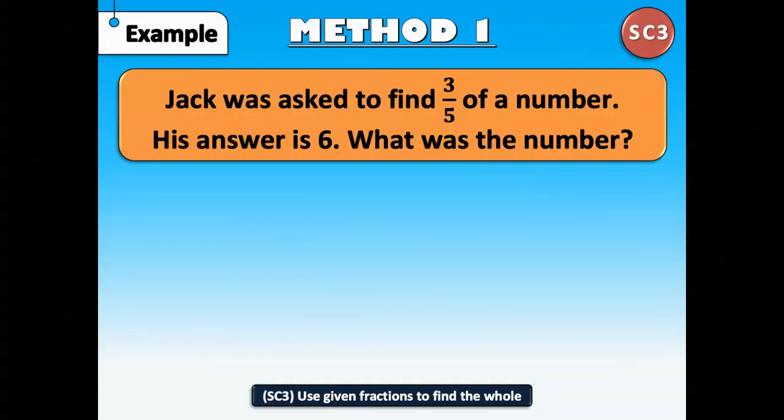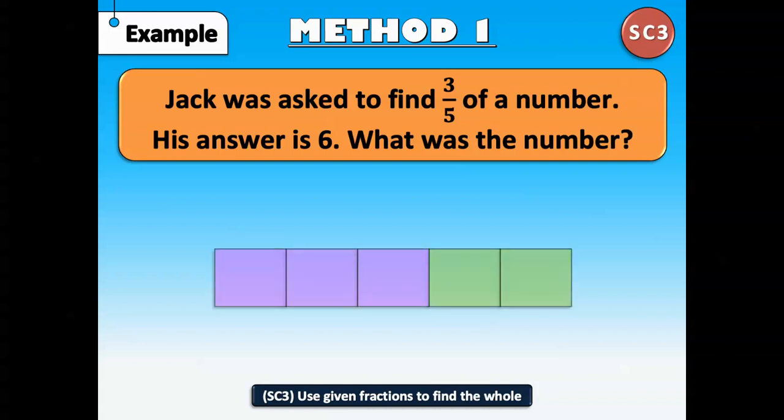So we've got 2 methods here that we could use. The first method to answer this question: Jack was asked to find 3/5 of a number, and his answer is 6. So what was the number? So here we're being told what 3/5 is, and we want to find out what the original amount was.